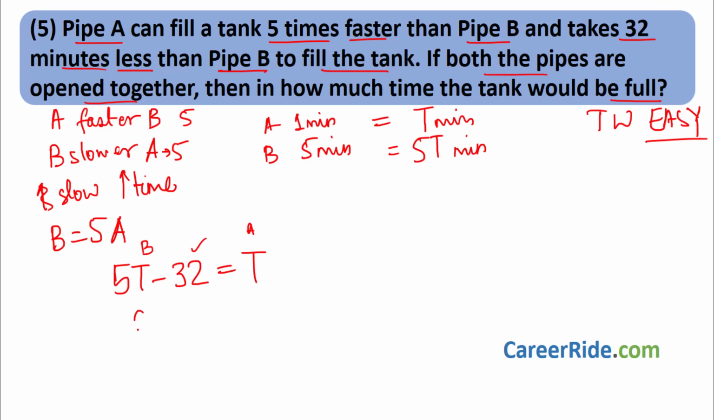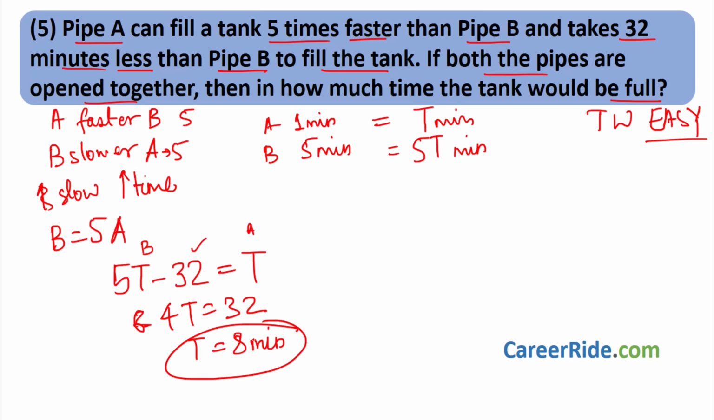So what would this be? This would be simply 4T equal to 32, T equal to 8 minutes. That means A takes 8 minutes to fill the tank. So how much will B take? B will take 5T, that is 5 into 8, which is 40 minutes, right?